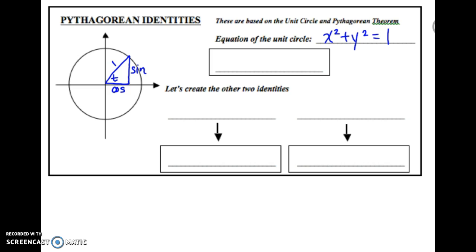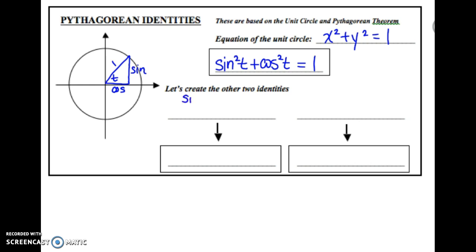So from that, and from the Pythagorean theorem and the equation for the unit circle, we get our first Pythagorean identity, which is that sine squared t plus cosine squared t is equal to 1. Remember, our y leg is sine, our x leg is cosine, so sine squared plus cosine squared equals 1. There are 2 other Pythagorean identities. They come from this original Pythagorean identity. Let me show you how to derive them.